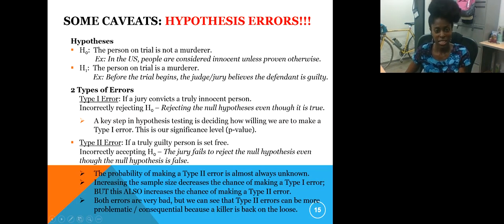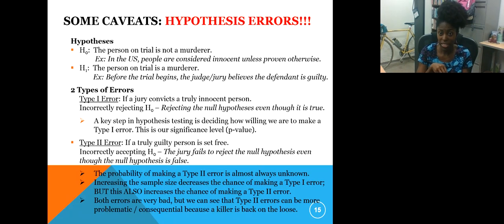So we incorrectly accept the null. The jury fails to reject the null hypothesis, even though the null hypothesis is false. This person does have something to do with this murder. This person is the murderer. But we tentatively accepted the null, and we said this person has nothing to do with the murder. Now, this type 2 error is almost always unknown. We, as researchers, have no way of determining this number.